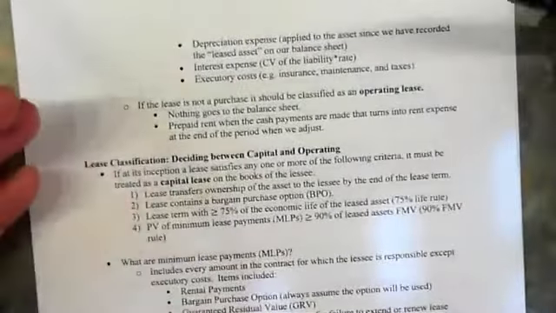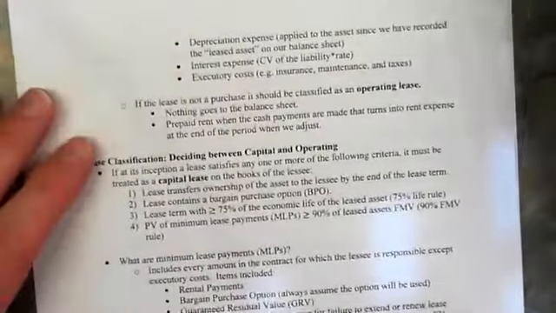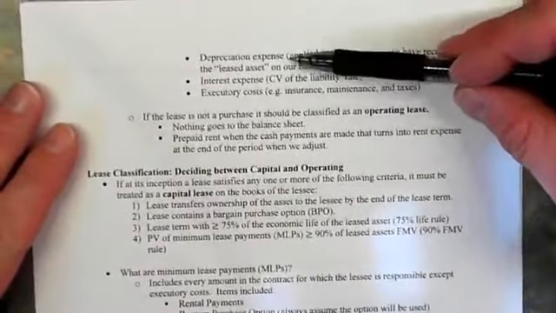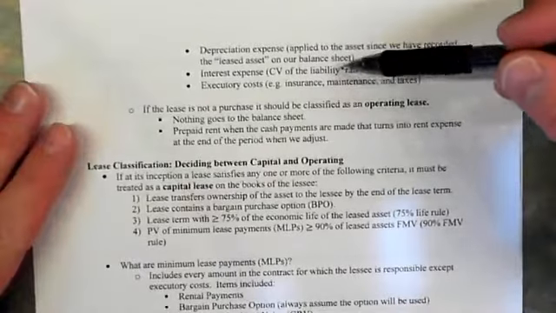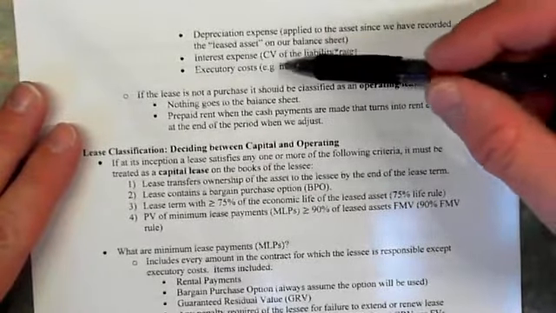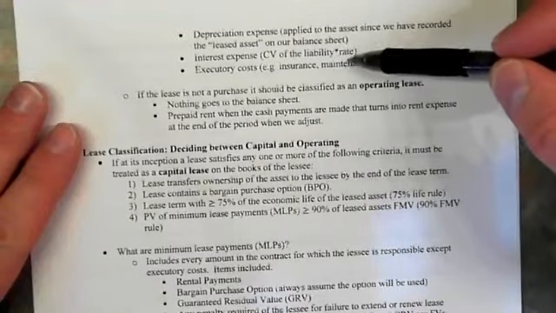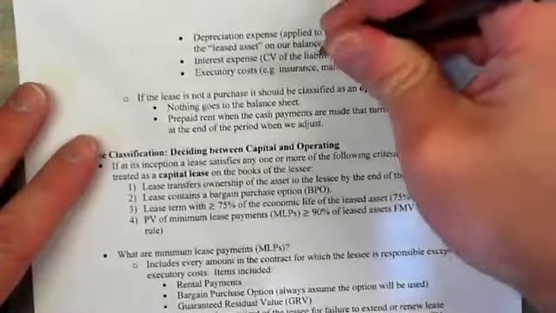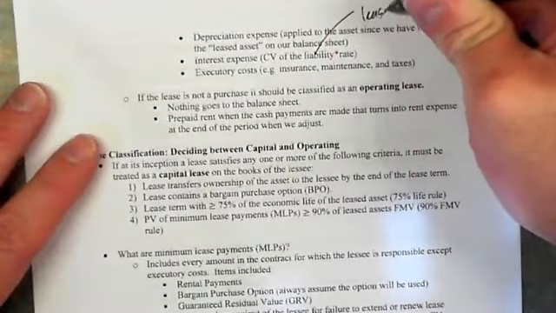And then over time, if we record this as a capital lease, then we want to apply depreciation expense. Since we have a leased asset on our balance sheet, we would have interest expense, which is the carrying value of the liability times the rate of borrowing. So the carrying value of the liability would be that lease liability that I was mentioning.